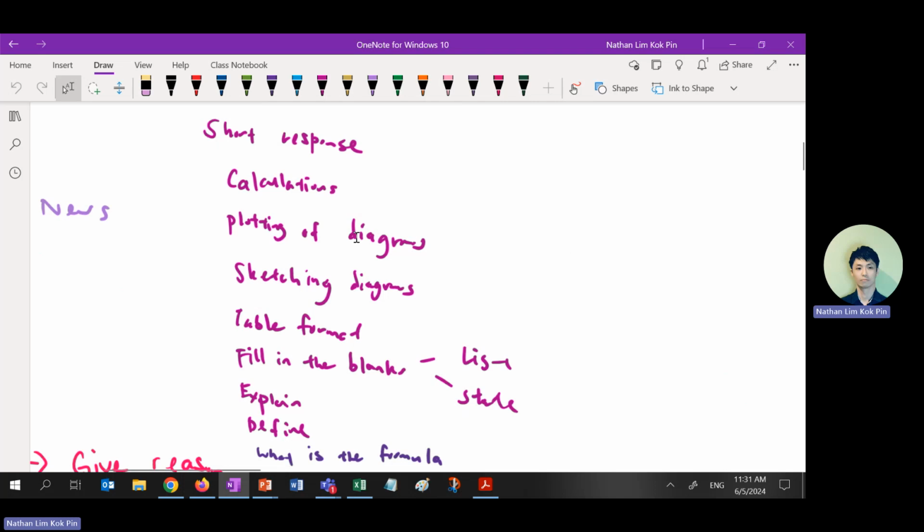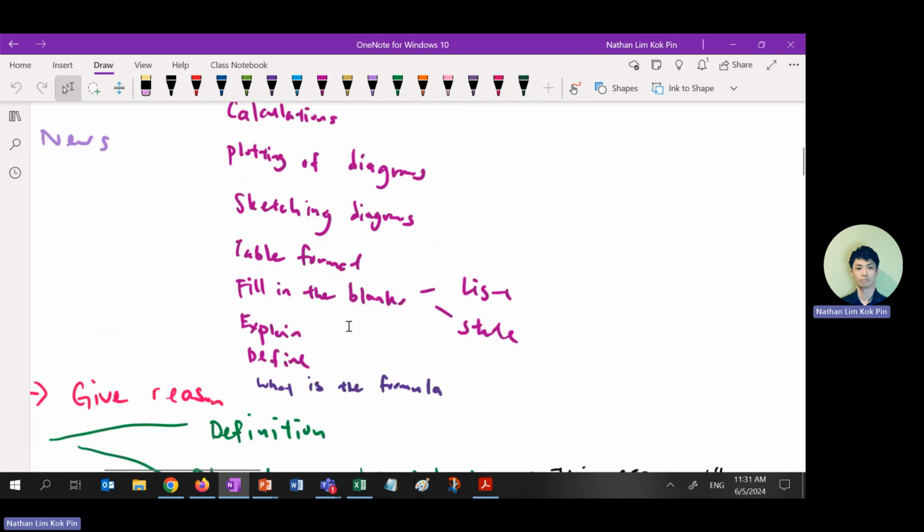Define is also very popular for me and other lecturers. Define this, define that. Normally it will be maybe 1 or 2 in the test. And the last one is, what is the formula? What is the formula of MU?